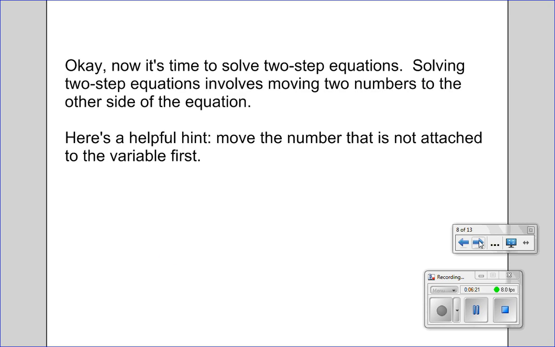Okay, now it's time to solve 2-step equations. Solving 2-step equations involves moving 2 numbers to the other side of the equation. Here's a helpful hint. Move the number that is not attached to the variable first. Let me show you what I mean.